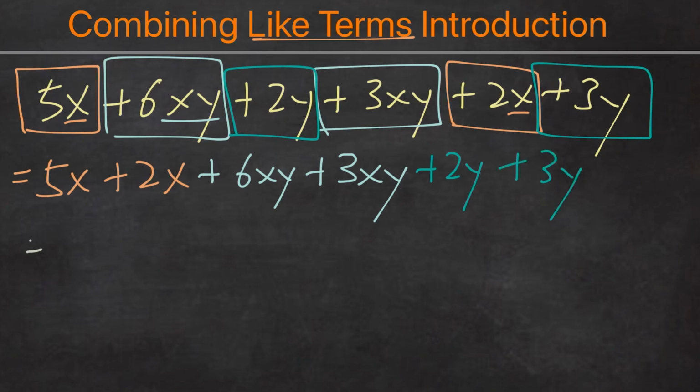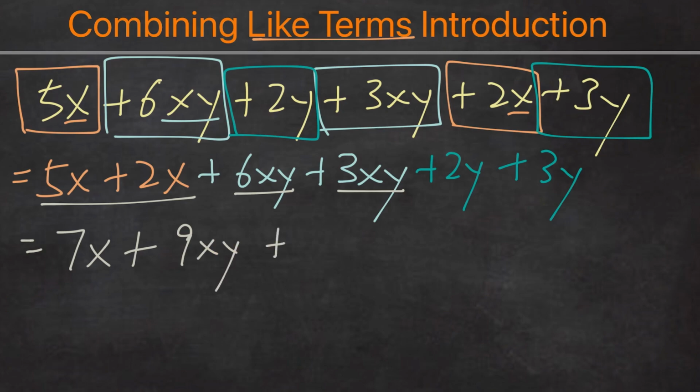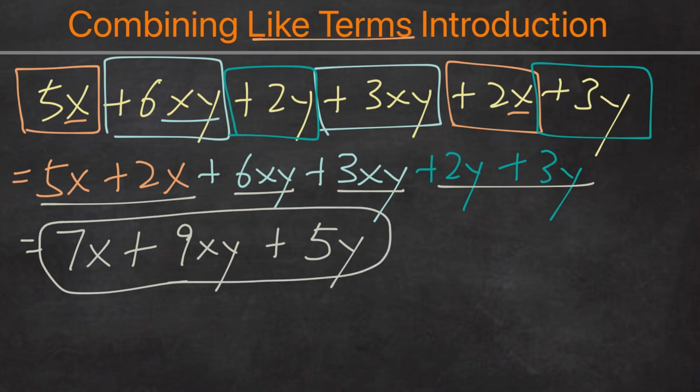And lastly, we're just going to rewrite them. So 5x plus 2x is 7x. Then we have 6xy and 3xy is 9xy. Then we have 2y plus 3y, which is 5y. Since it can no longer be simplified, this is our final answer.